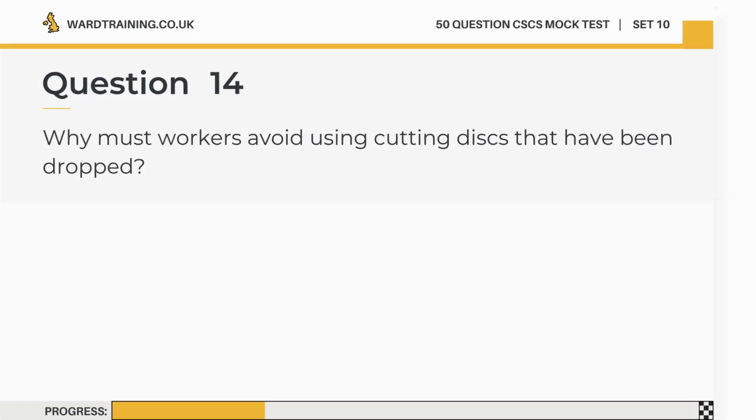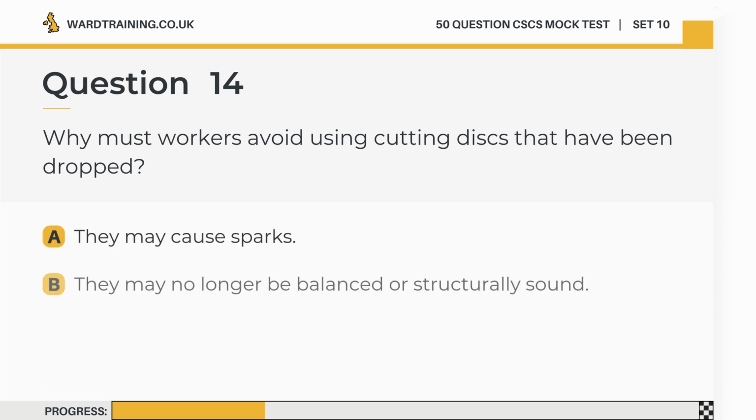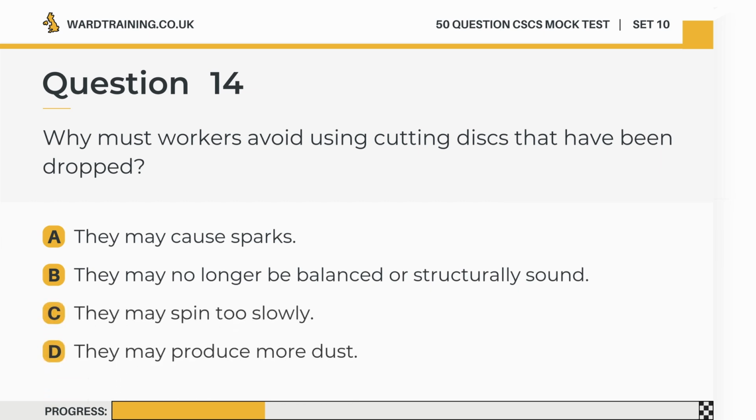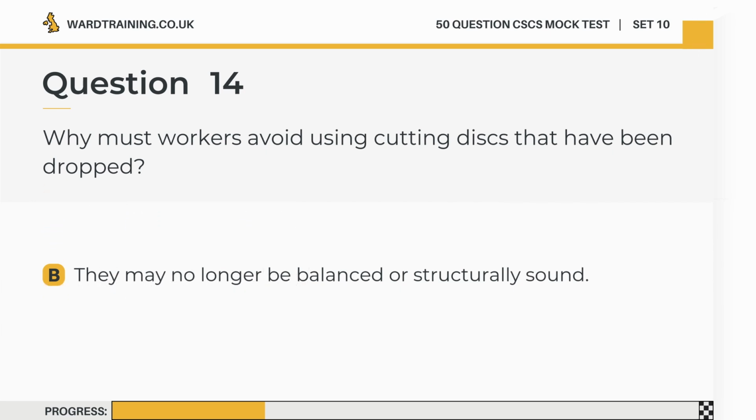Question 14. Why must workers avoid using cutting discs that have been dropped? A. They may cause sparks. B. They may no longer be balanced or structurally sound. C. They may spin too slowly. D. They may produce more dust. The correct answer is B. They may no longer be balanced or structurally sound.